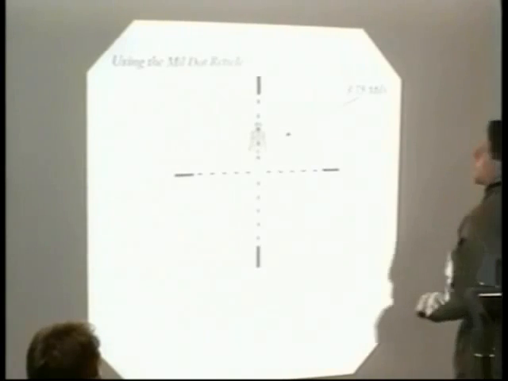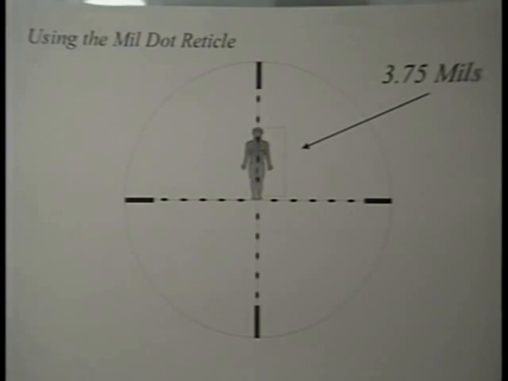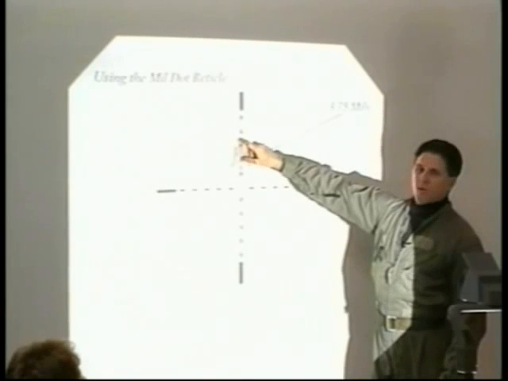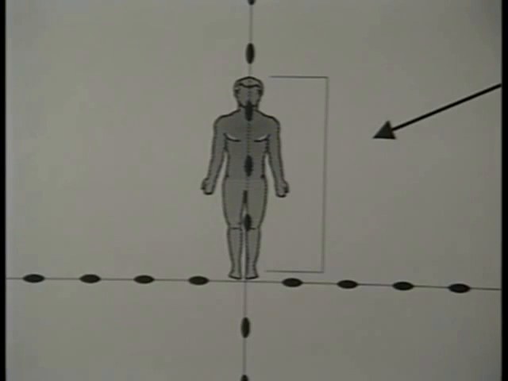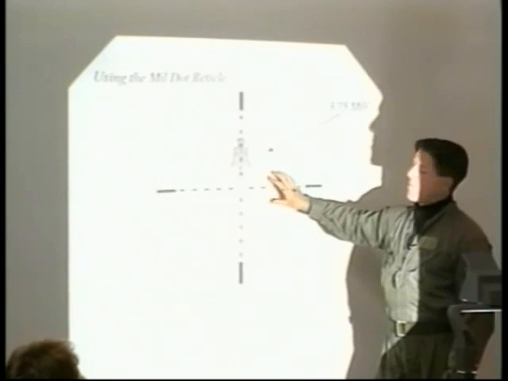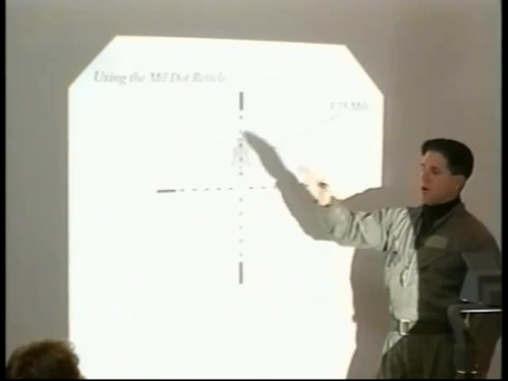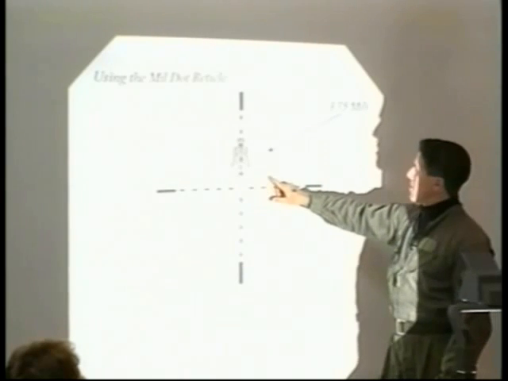Okay, actually using the reticle. Got a human silhouette out here, and the man is represented at 3.75 mils. Real simple, 1, 2, 3, and about 3/4 of a mil. I want to be very precise when I measure somebody to try to get accurate range estimation. The further the target is, especially past 600 yards, my milling of the target has to be extremely accurate, because remember, that thing is starting to drop off extremely fast.